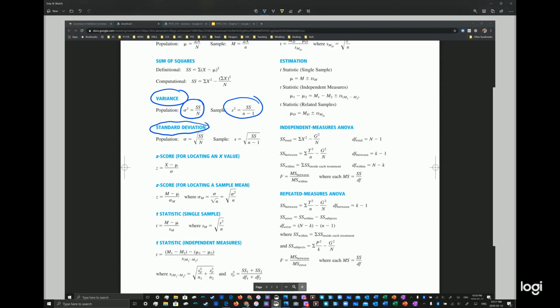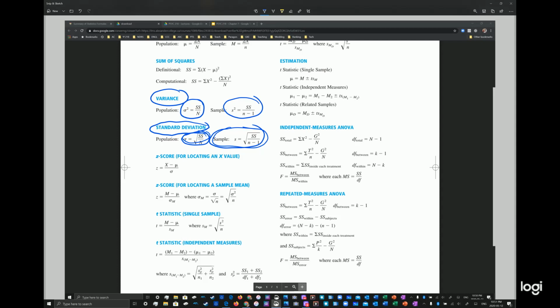Standard deviation is the square root of the variance. Again, whether it's population or sample, it is the square root of the sum of squares divided by population size for the population, or the sum of squares divided by your degrees of freedom, that's your sample size minus 1, for sample standard deviation. This is the formula that we're going to use for standard error.